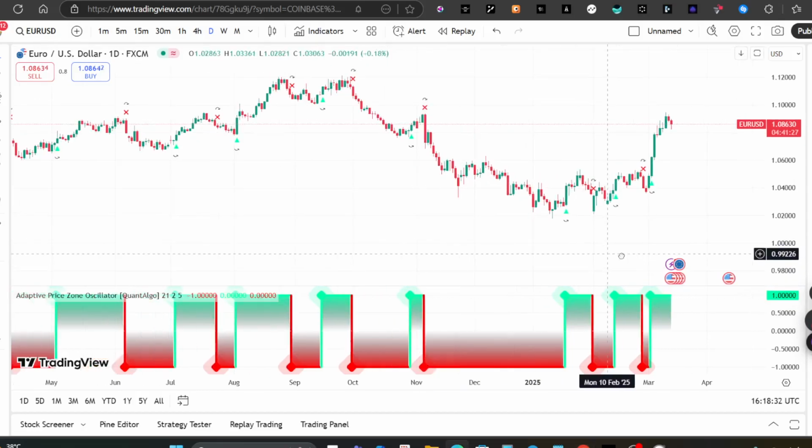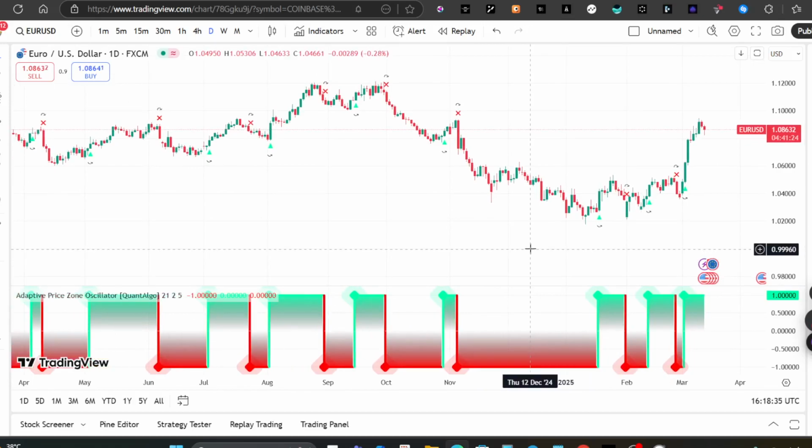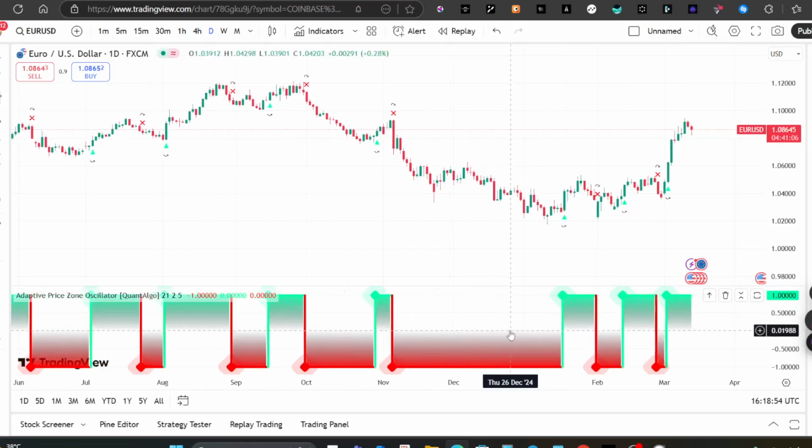Now, unlike other oscillators, which focus purely on overbought and oversold conditions, the price zone oscillator focuses on the price zone, as the name implies, meaning specific areas where price tends to gravitate or reverse. So when you use this oscillator correctly, it can give you a visual representation of these key zones, allowing you to make better informed decisions on when to enter or exit your trades.